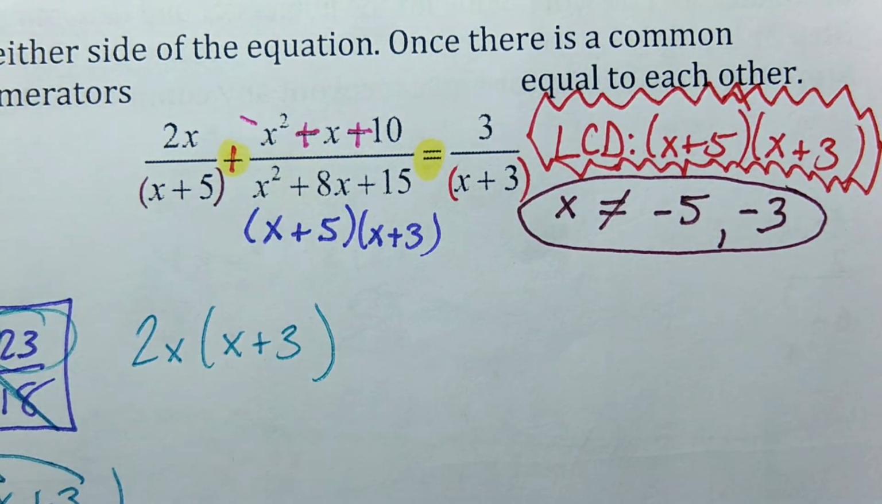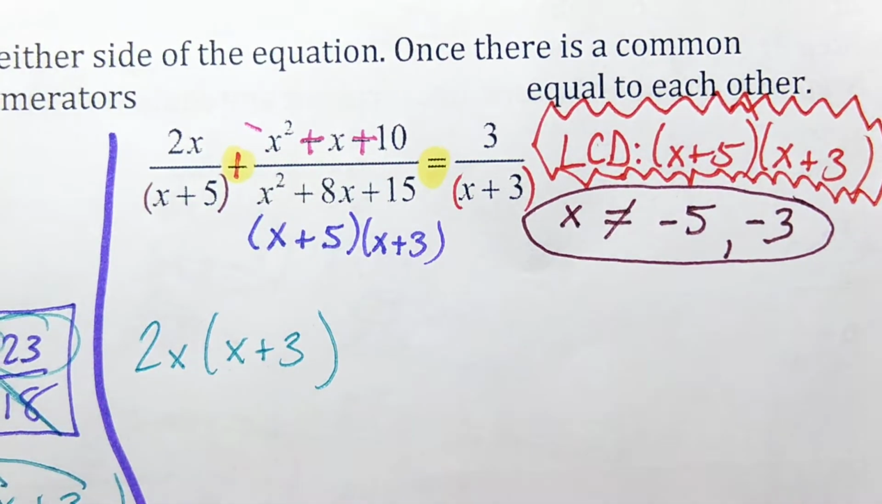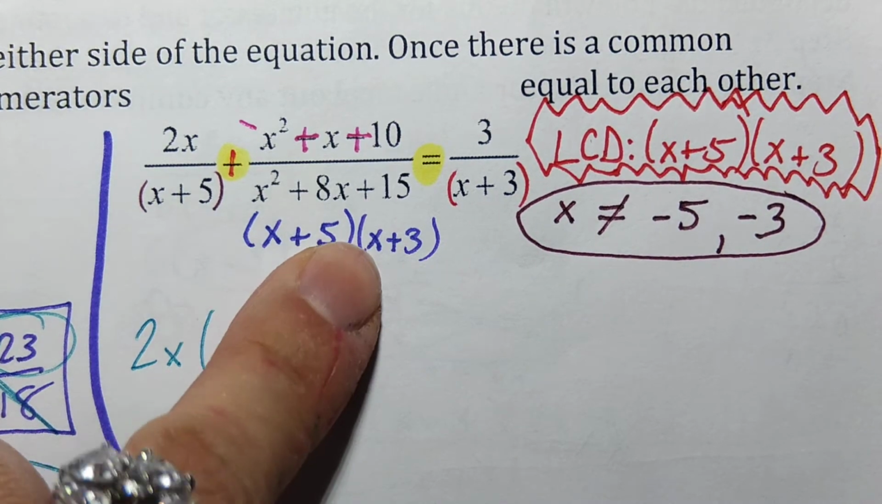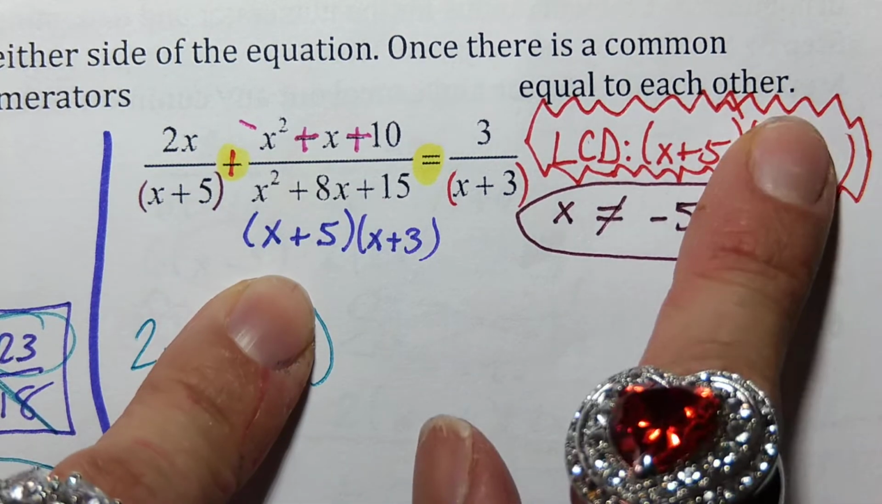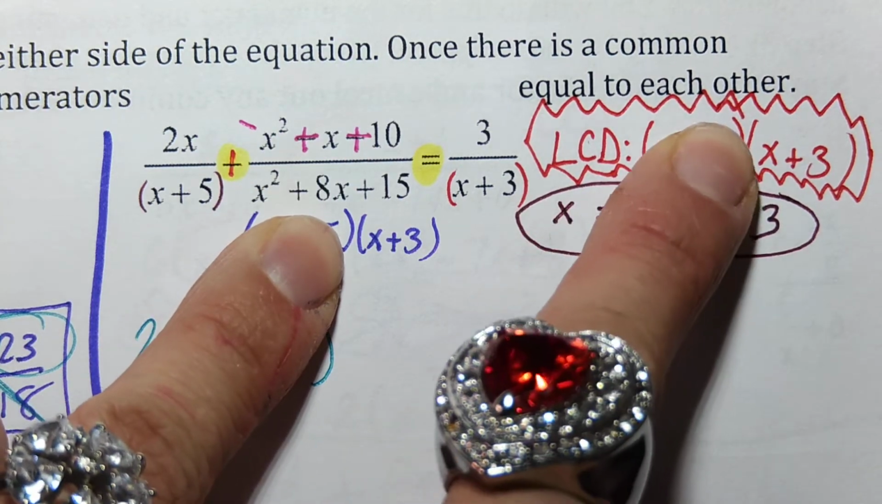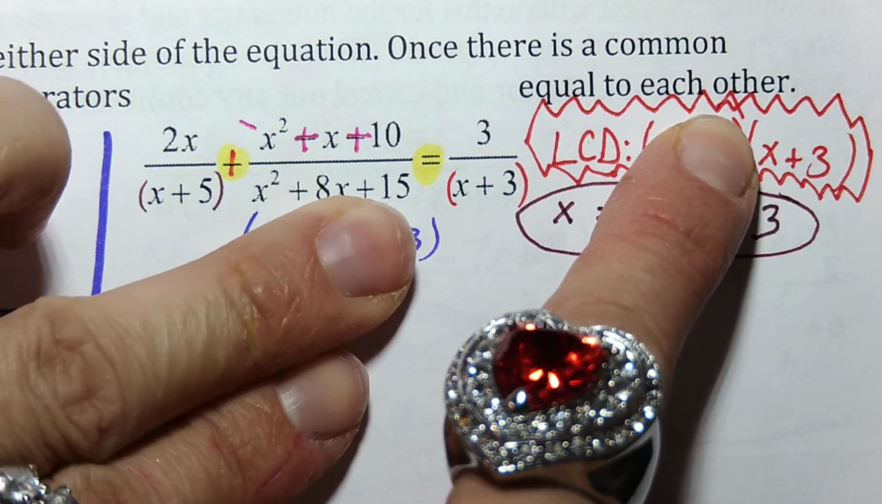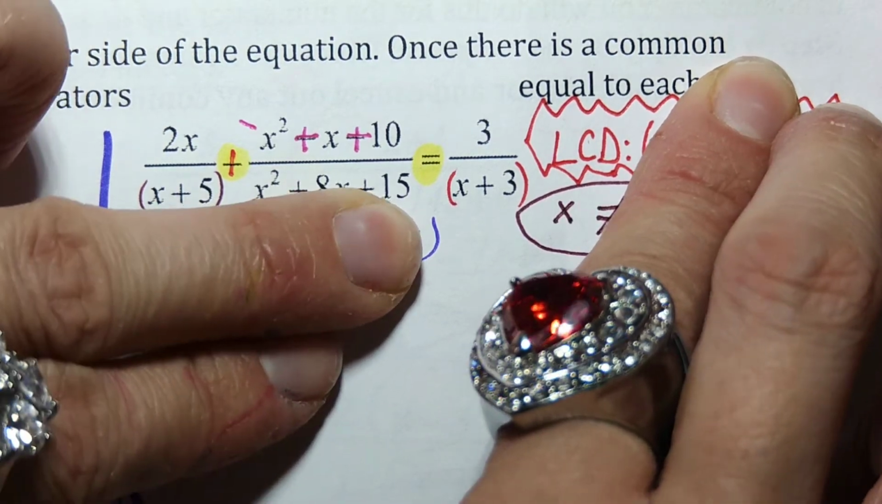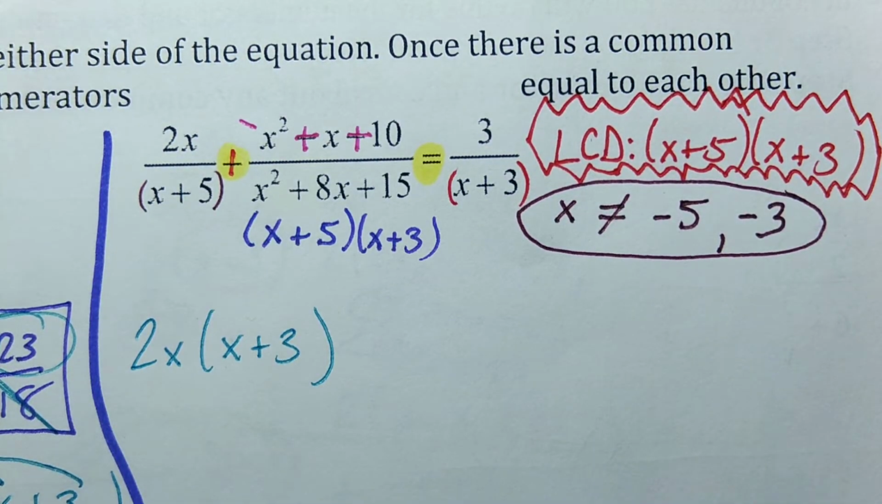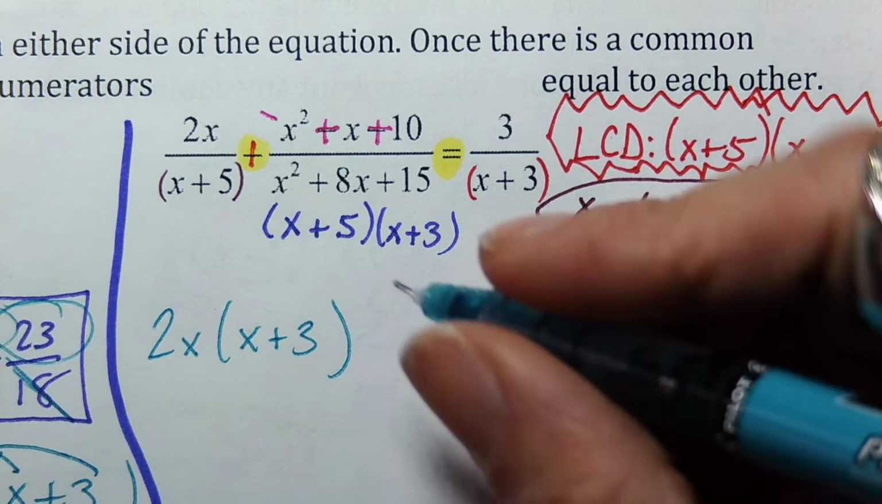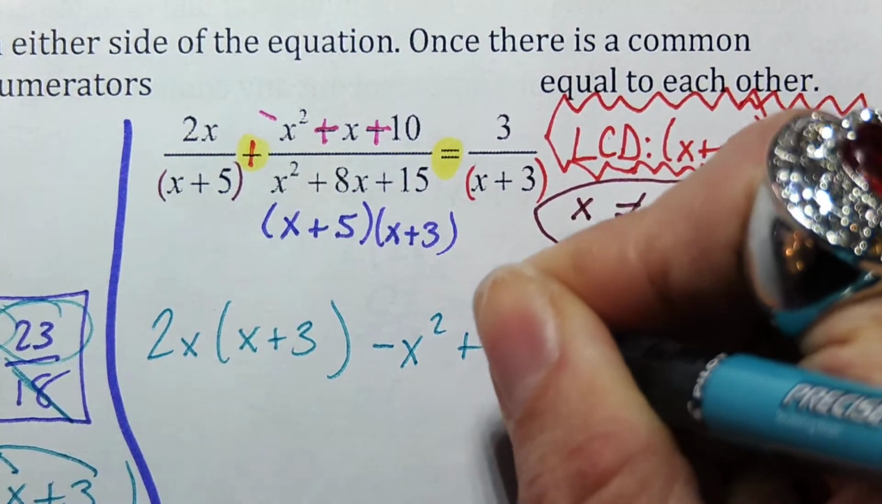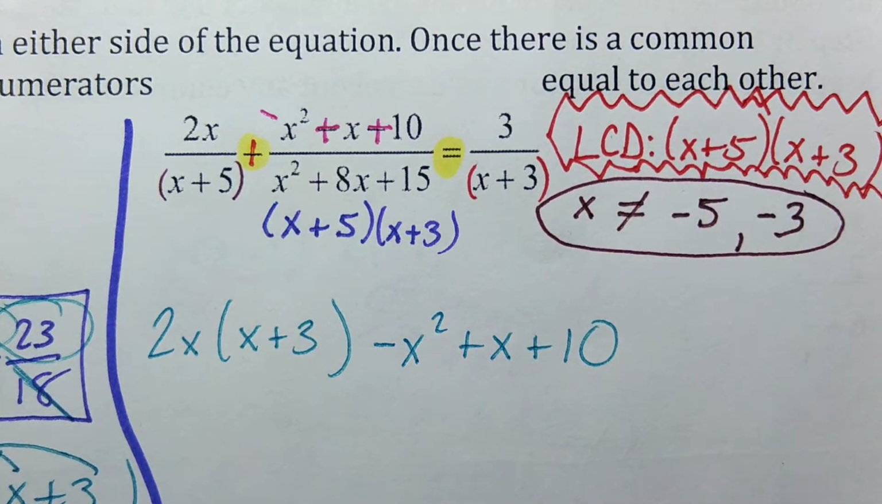If you did not like that, please continue to show the work of putting it out in front. Then, for my second fraction, when I multiply this by the LCD, the x plus 5 and the x plus 5 cancel, the x plus 3 and the x plus 3 cancel, and what I am left with is simply the top of that fraction. So negative x squared plus x plus 10. Then we bring down the equal sign.